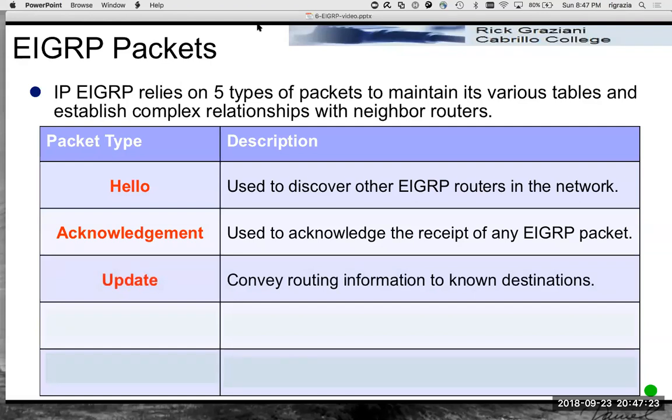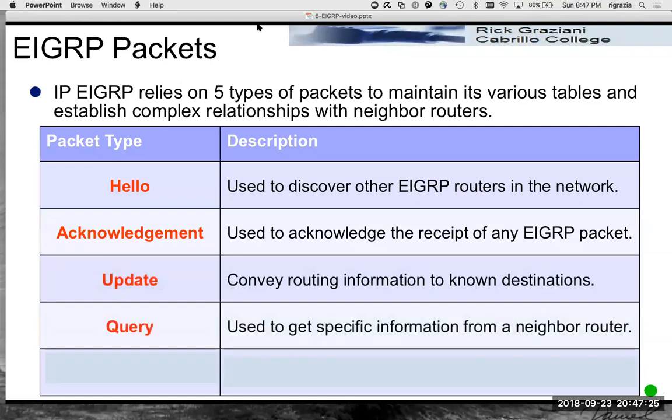Updates convey routing information. Queries are used to get specific information from a neighboring router, and reply is used to respond to the query. We'll talk more about queries and replies when we talk about DUAL in another video.